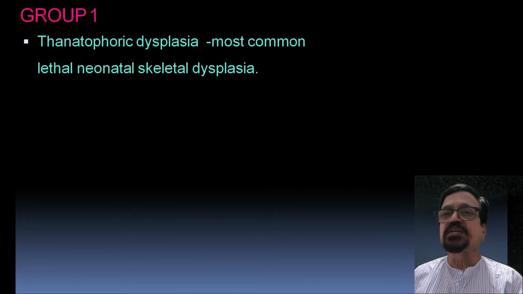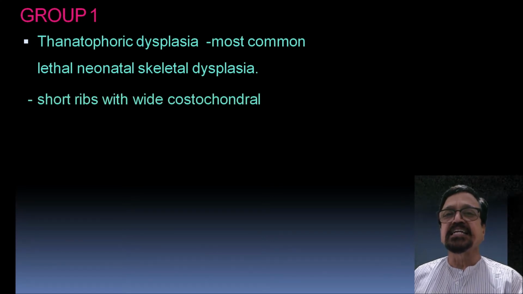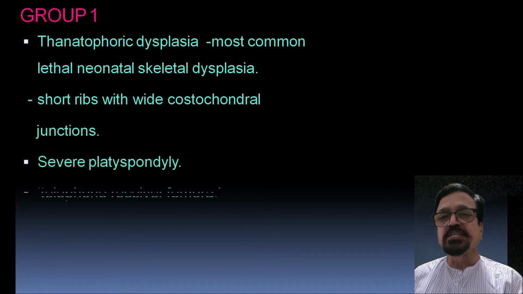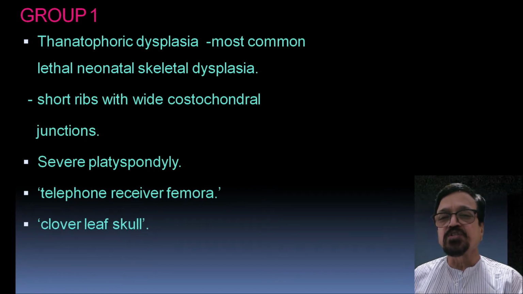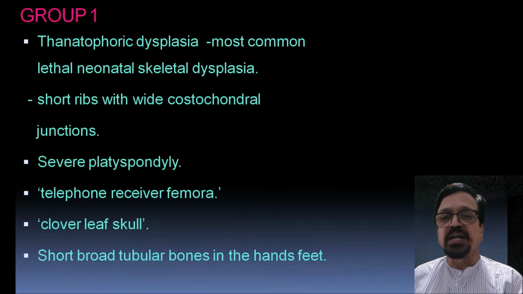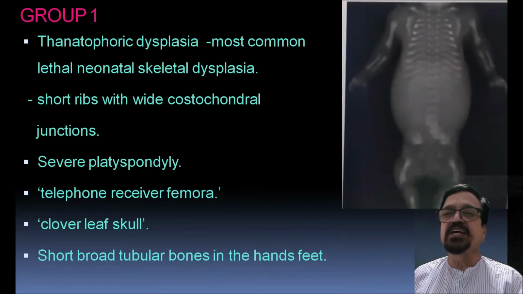Now, thanatophoric dysplasia type 1 is the most common. It is a lethal neonatal skeletal dysplasia. Then it has short limbs with wide costochondral junctions. Then there will be severe platyspondyly. The femora will be of telephone receiver shape because of the altered shape, and the skull will be clover leaf. Short, broad tubular bones of the hand and feet will also be characteristic. All these things can be appreciated in this fetus.